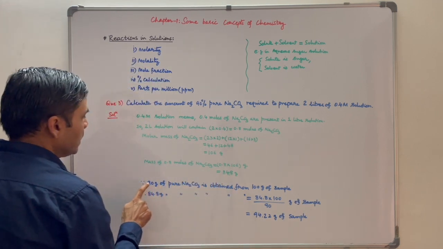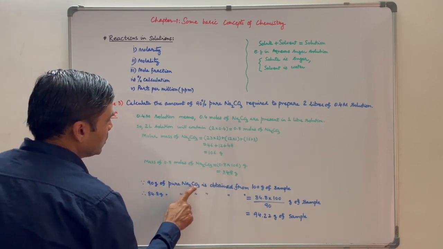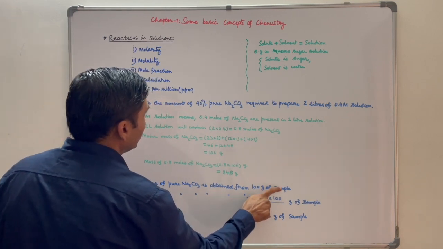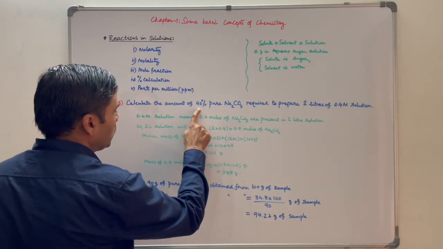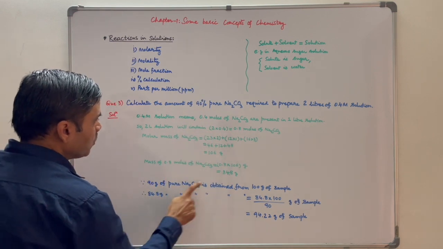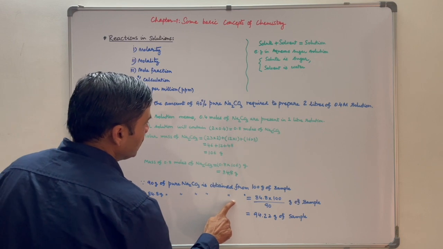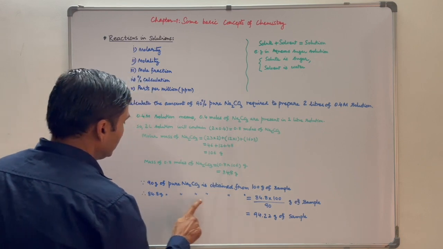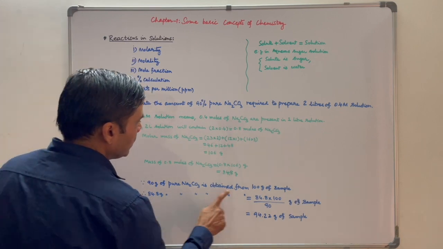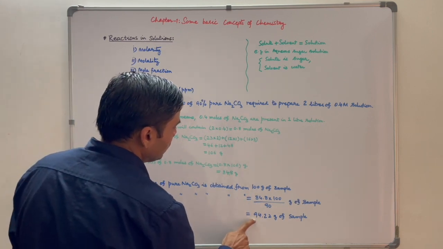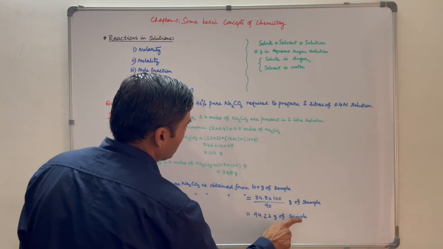Now we will say 90 gram of pure Na2CO3 is obtained from 100 gram of sample, as it is 90% pure. So 84.8 gram of pure Na2CO3 is obtained from what amount of sample? That is 84.8 into 100 upon 90. That comes out to be 94.22 gram of sample.